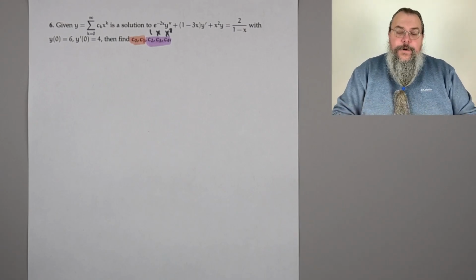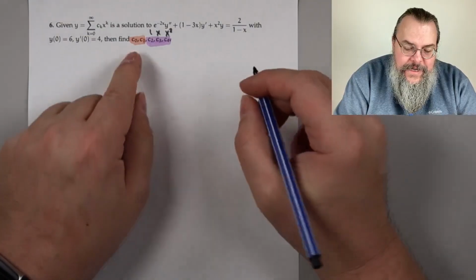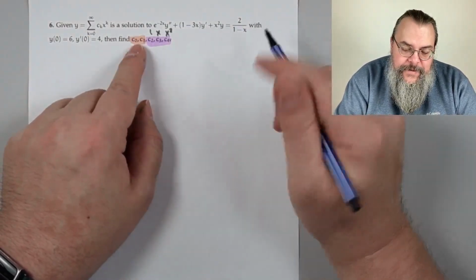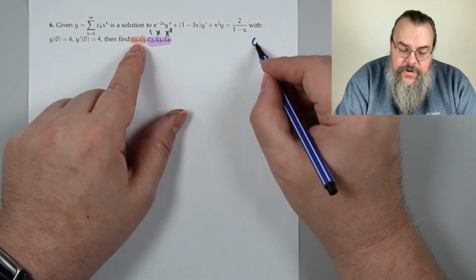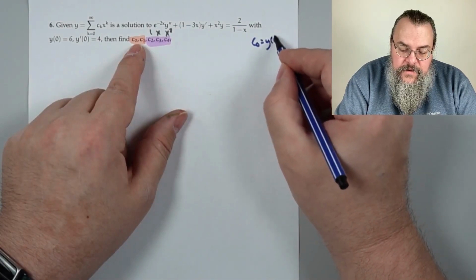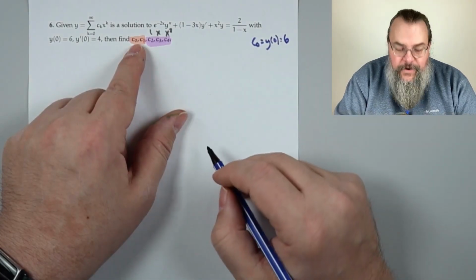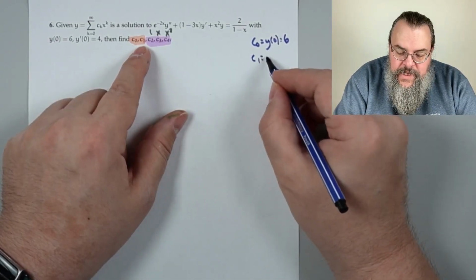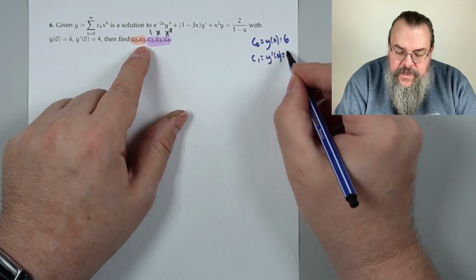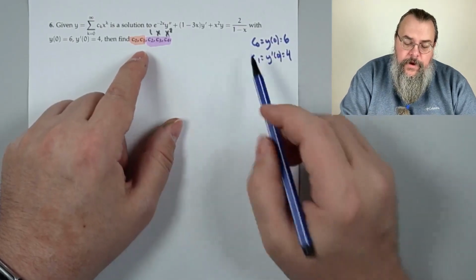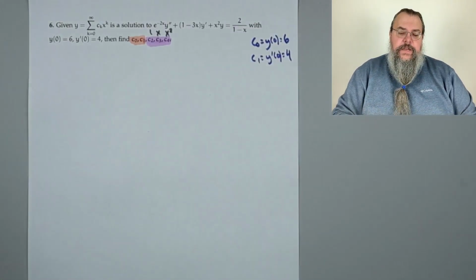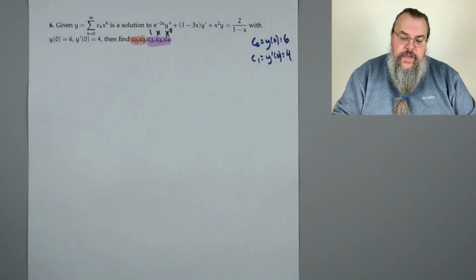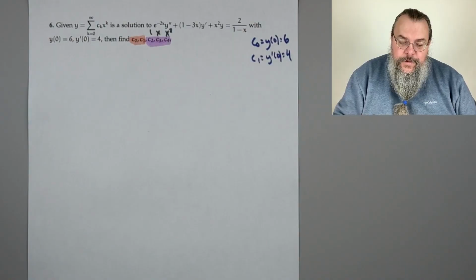Okay, so before we get too far along, let's at least make sure we get our point or two. That comes from identifying c0 and c1. So c0, that's y of 0, that's 6. All right, we're getting credit. Cool. c1, that's y prime of 0, and that's 4. Okay, so we'll have that for reference. Now remember, everything's polynomial. Everything's polynomial. Okay, so let's start with the y.